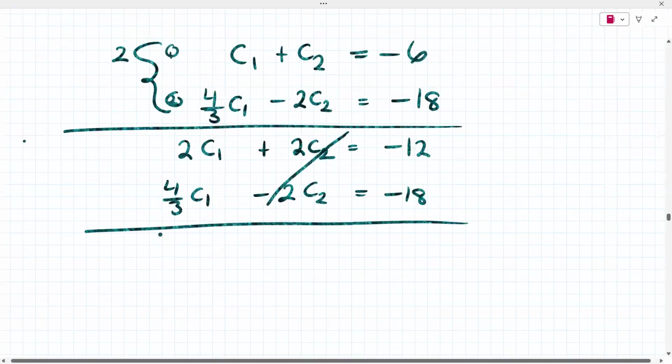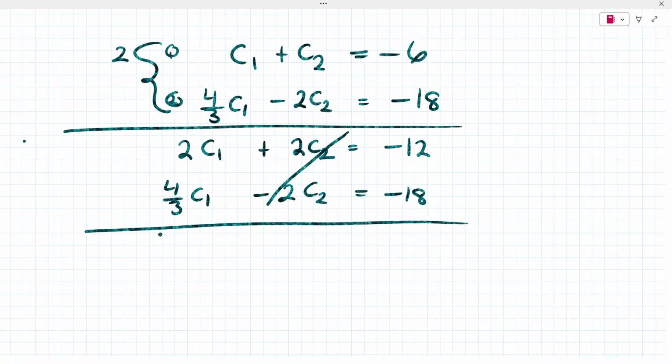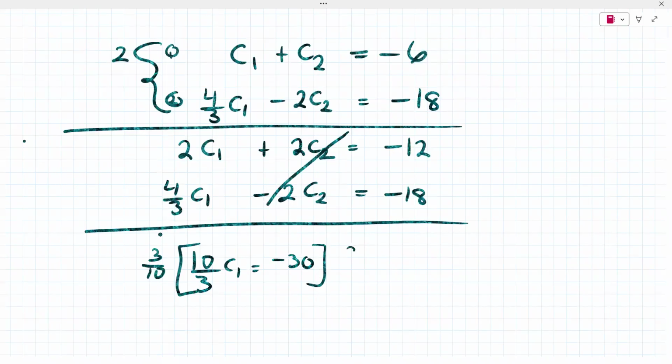These cancel. What's 2 plus 4/3? I think it's 10/3. Yeah, 2 plus 4/3 is 10/3. So you get 10/3 C1 equals negative 12 and negative 18, which is negative 30. You want to get rid of the 10/3 by multiplying both sides by 3/10. So my C1 is negative 9. Let me box it.